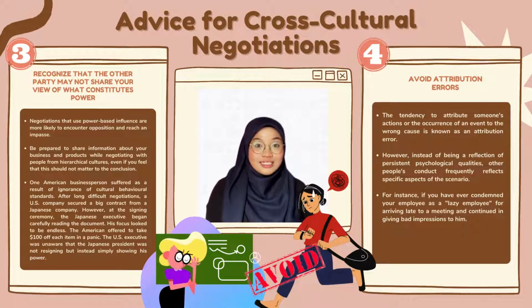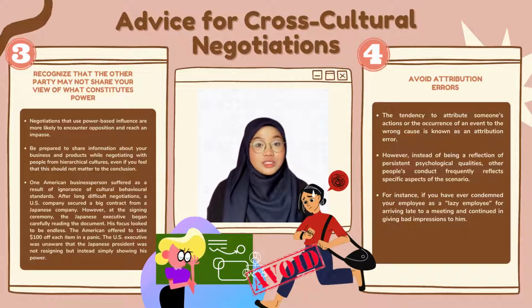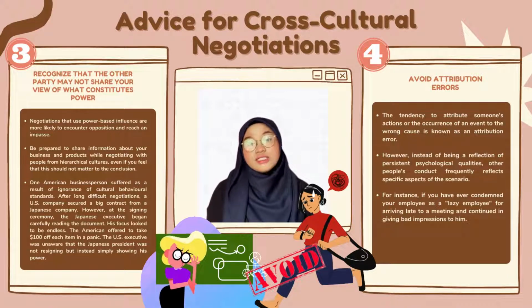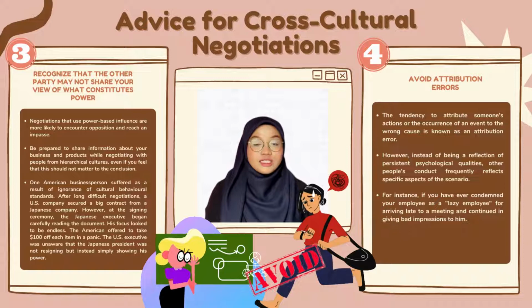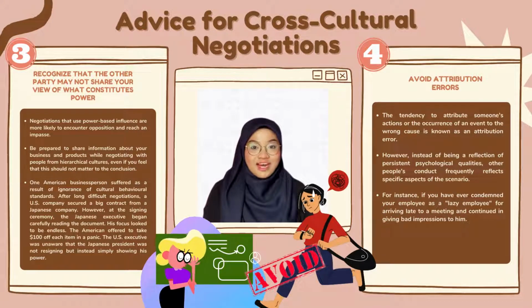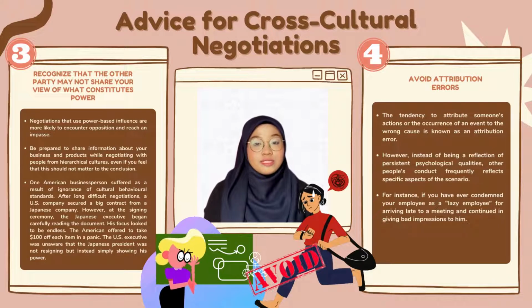So, the next advice is avoid attribution errors. The tendency to attribute someone's actions or the occurrence of an event to the wrong cause is known as an attribution error. To avoid the fundamental attribution error, you should keep this bias in mind when judging others, and use techniques such as considering relevant past situations, coming up with multiple explanations for people's behavior, and explaining the rationale behind your judgment. Other than that, you also can use a general debiasing technique such as slowing down your reasoning process.